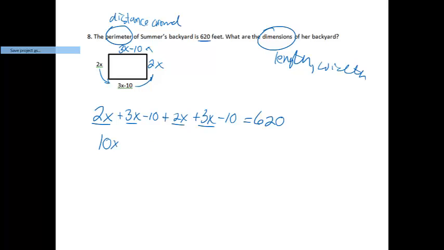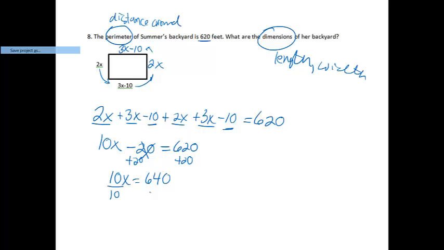That will give me 10x. And now I'm going to put together the non-variables. So negative 10 and negative 10 would be negative 20. So 10x minus 20, I still have it equals 620. Now if I'm solving for x, to get rid of the minus 20, we will add 20 to both sides. So now we'll have 10x is equal to 640.